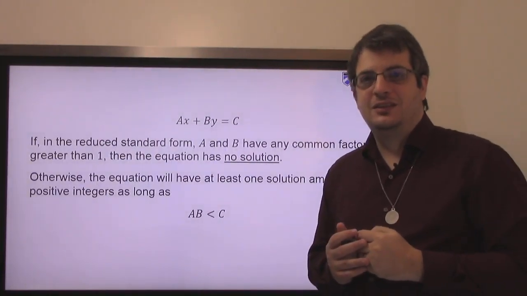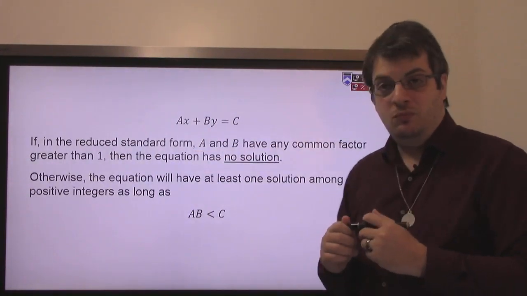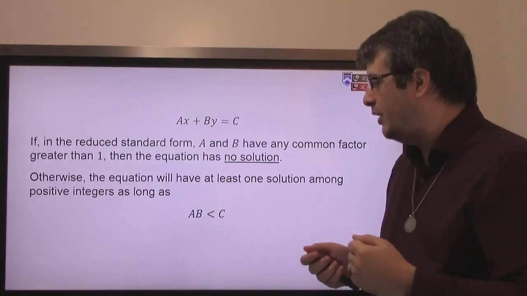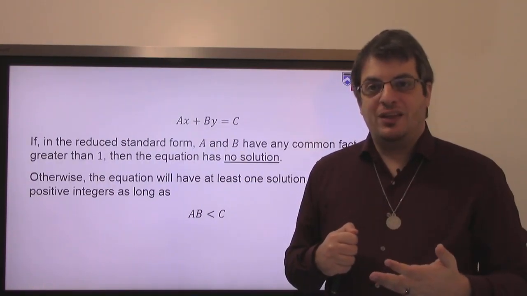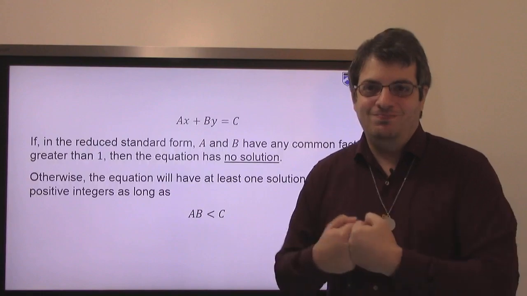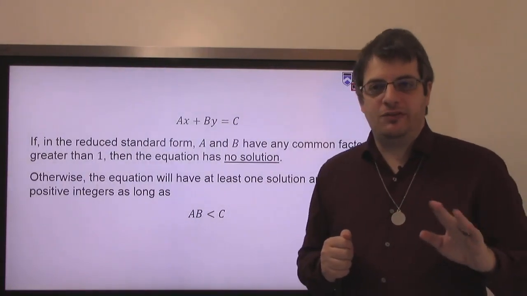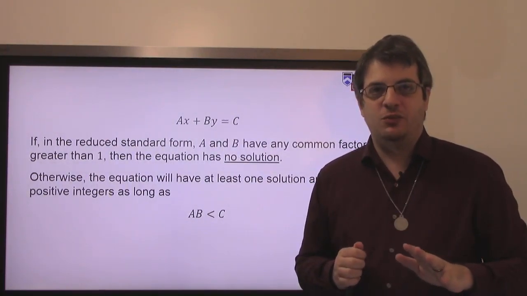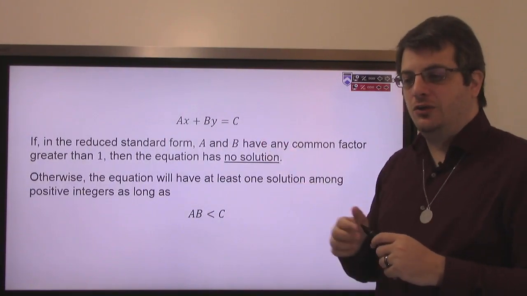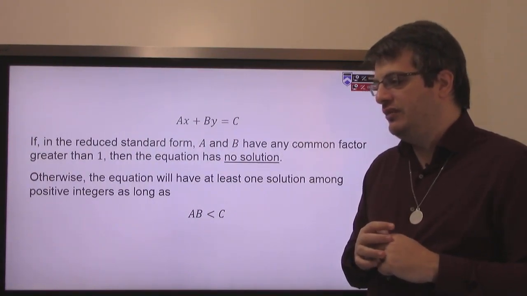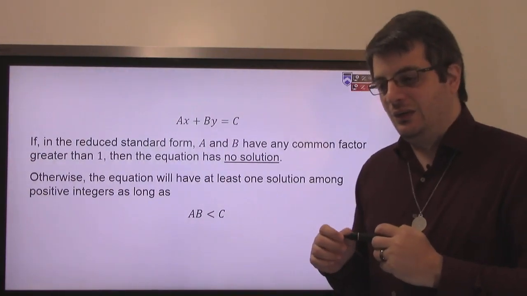As we just learned, if in the reduced form A and B have any common factor greater than 1, once it's reduced, if they still have a factor in common and it's not just 1, then there is no solution. Why? Because that means the left-hand side's a multiple of that thing and the right side's not, and that's not going to work. Otherwise, if A and B have no common factors greater than 1, I can guarantee you a solution, provided that this C value is greater than the A times B value. In fact, we can later tell you exactly how many solutions there will be.